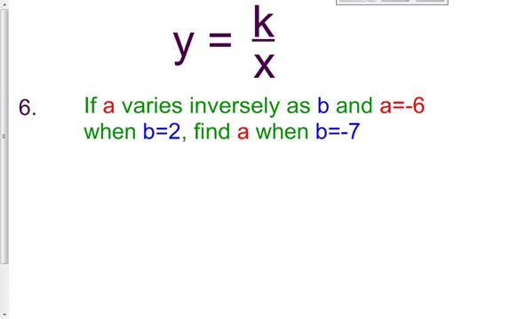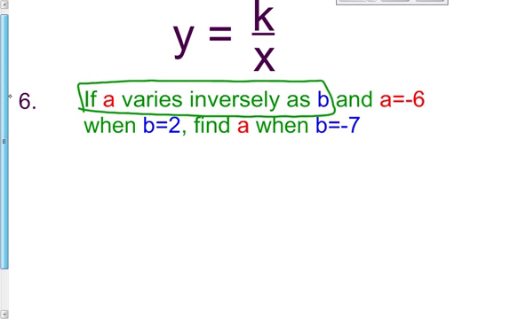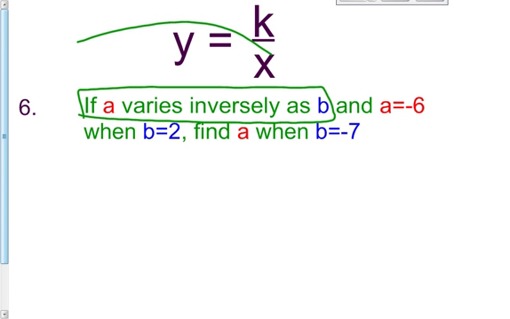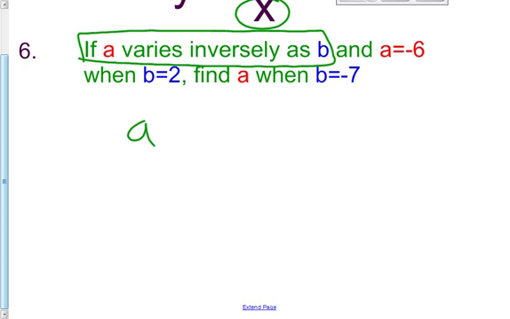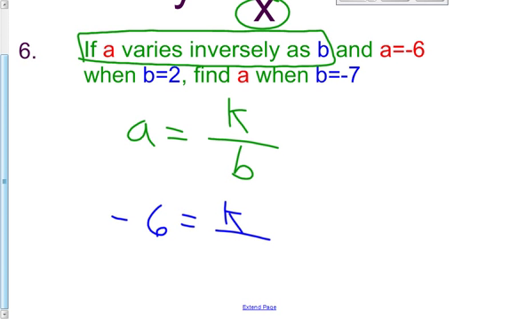It says A varies inversely as B. So this is going to tell you that we need to have our constant of variation in the numerator and our other variable in the denominator. So A equals K divided by our other variable, which is B. A is a negative 6 when B is 2. So A is a negative 6, K over B. B is a positive 2.